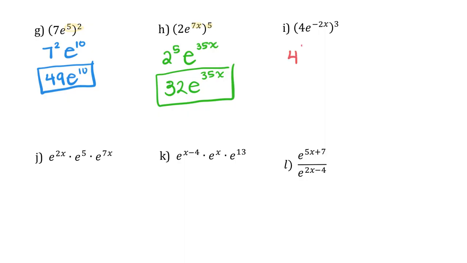So what is this? This is 4 to the 3rd. E to the, if I do -2x times 3, I get -6x. So I get 64 e to the -6x. No, I'm not okay with that negative exponent. So 64, I'm going to move the e to the bottom so I can make it a positive 6x. And I don't know what x is, but this is still a better answer.